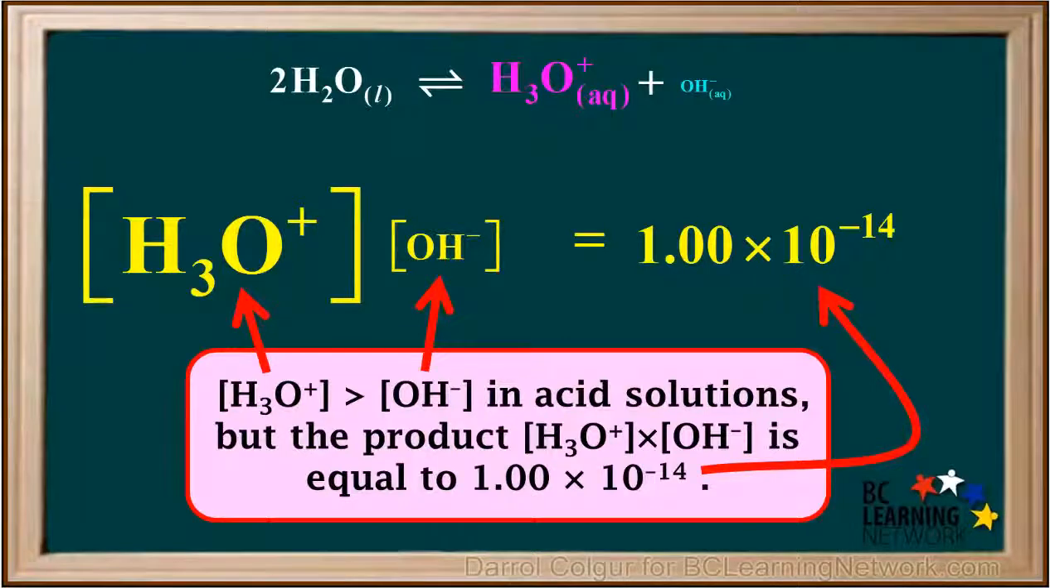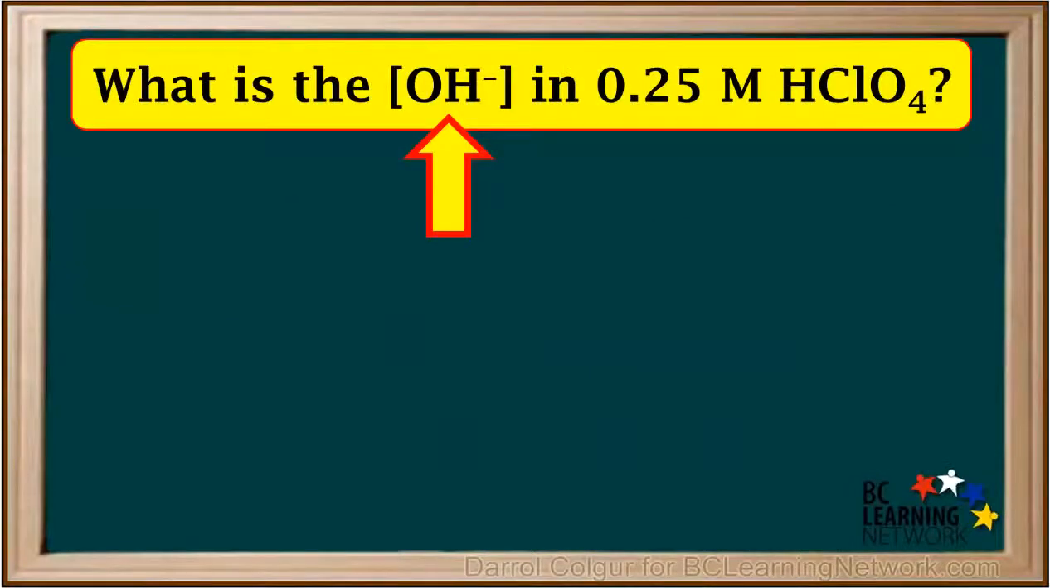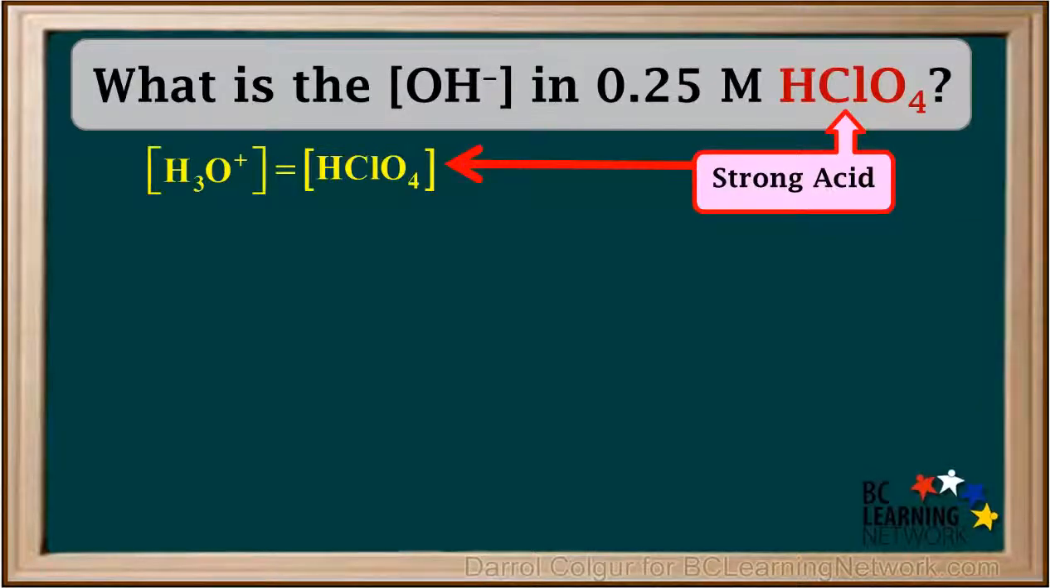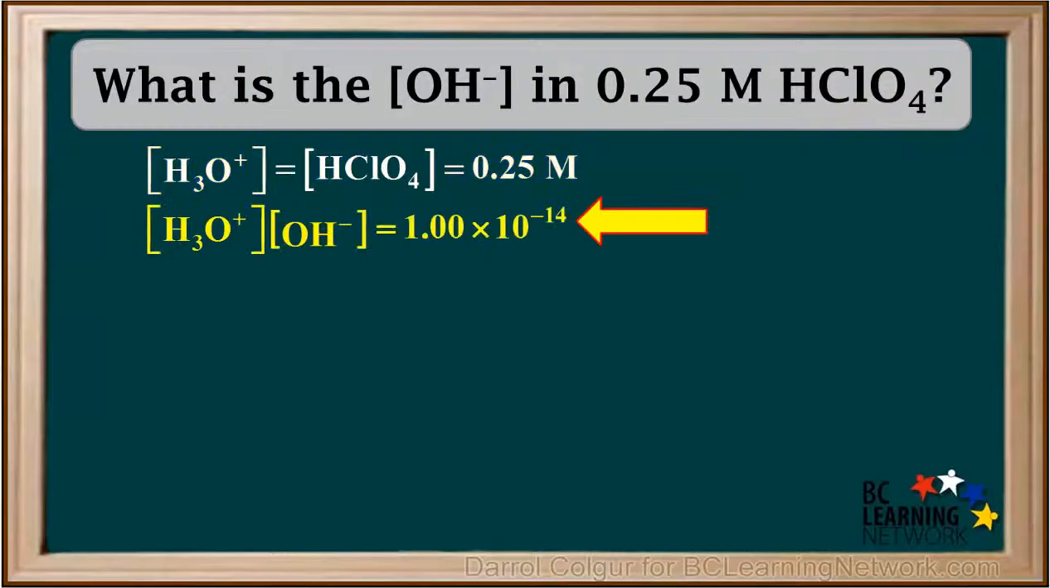is 25 degrees. We're asked to find the concentration of hydroxide in 0.25 molar HClO4, perchloric acid. Looking up HClO4 on the acid table, we see that it's a strong acid. Therefore, the hydronium ion concentration is equal to the acid concentration, which is 0.25 molar.